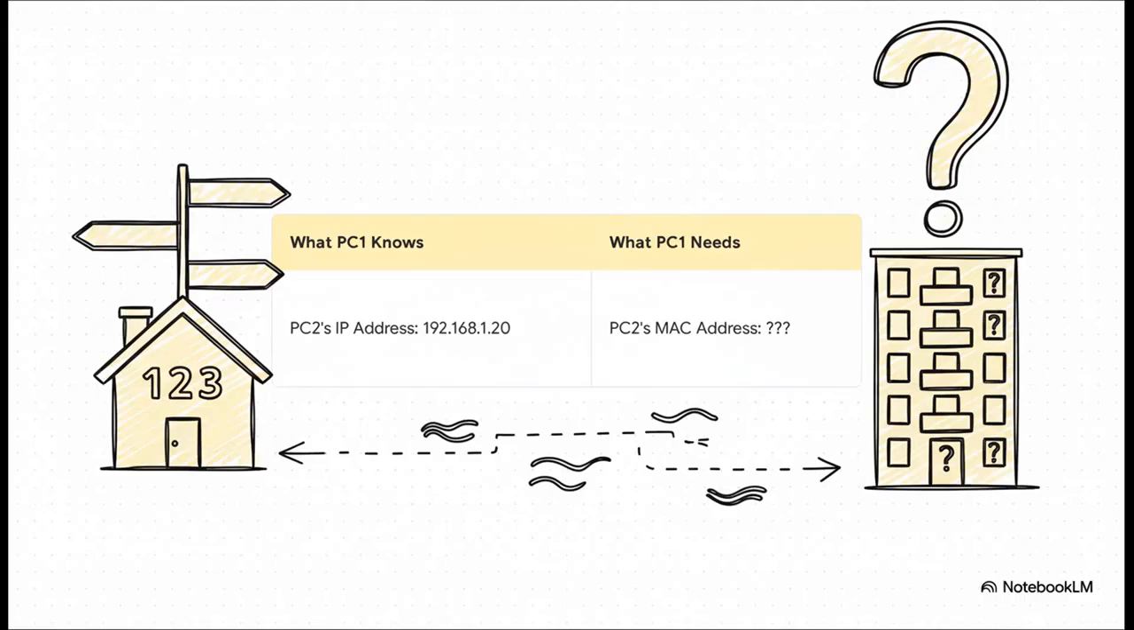And here we have the heart of our mystery. See, PC1 knows PC2's IP address. You can think of that as its street address. But to actually get a package to the front door, it needs the physical hardware address, the MAC address. That's kind of like the specific apartment number. And right now, that's just a big old question mark.